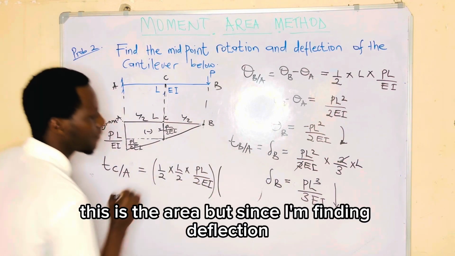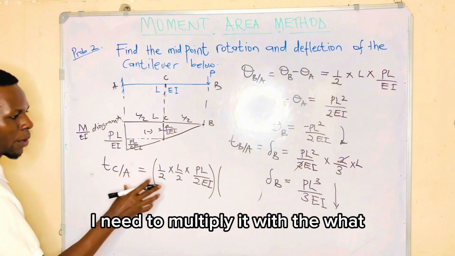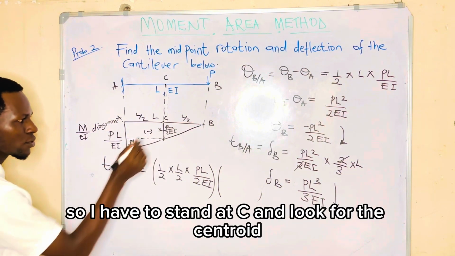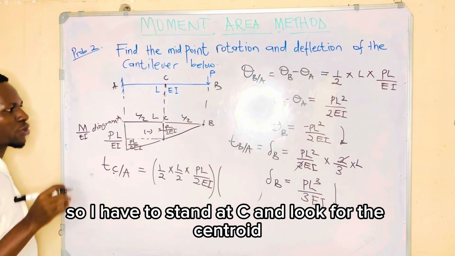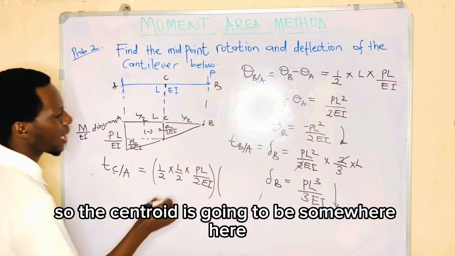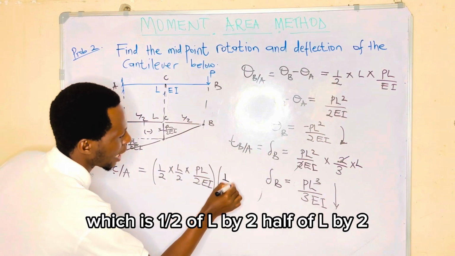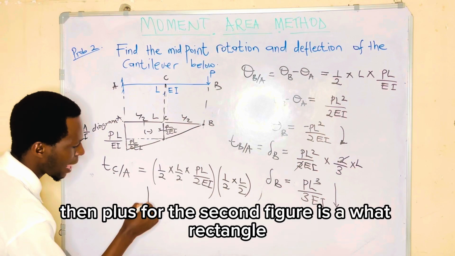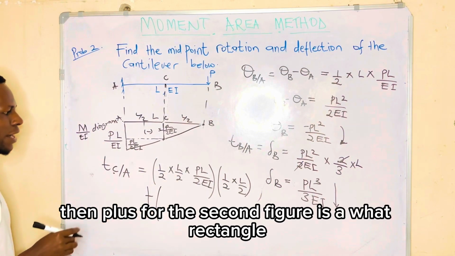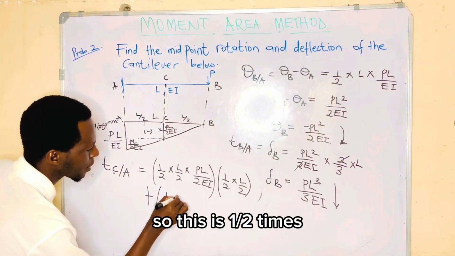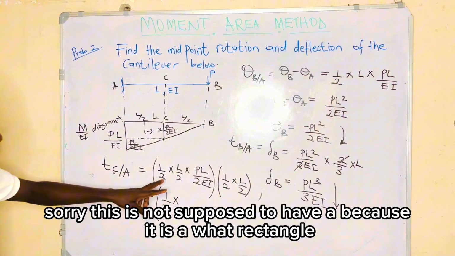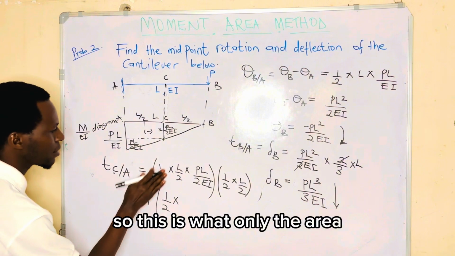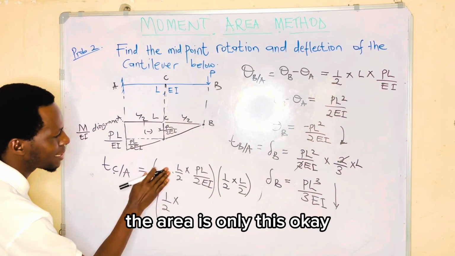But since I'm finding deflection, I need to multiply it with the what? The centroidal distance, with respect to C. So I have to stand at C and look for the centroid. So the centroid is going to be somewhere here, which is half of L by 2. So that is for the first figure. Then plus, the second figure is a what? A rectangle. So this is not supposed to have half because it is a rectangle. So this is only the area. The area is only this.